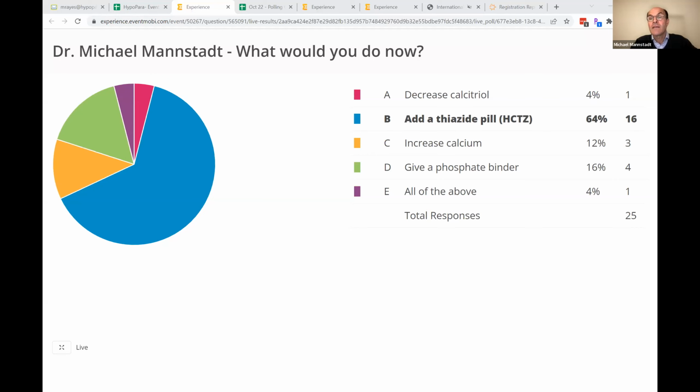Add a thiazide pill, absolutely. That's one of the ways to try to lower the urinary calcium, and we'll talk about this. Increase the calcium. That would not lower the urinary calcium. On the contrary, would increase it. Give a phosphate binder. That's an interesting proposition here.